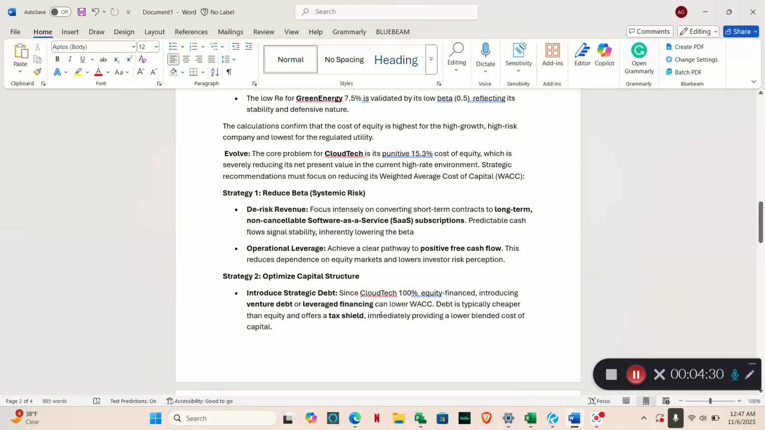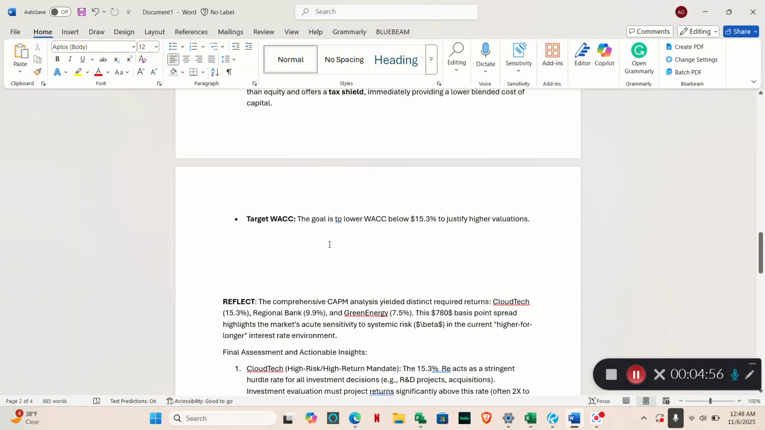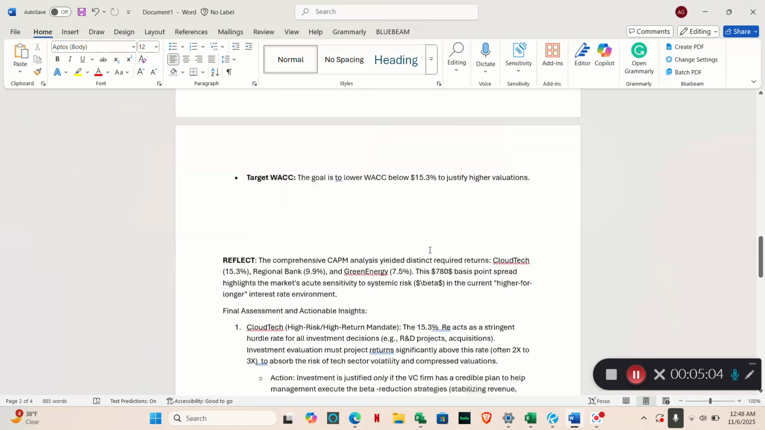For strategy 2, we introduce strategic debt. Since CloudTech is about 100% equity financed, introducing venture debt or leveraged financing can lower the WACC. Debt is typically cheaper than equity and offers a tax shield, immediately providing a lower blended cost of capital. So targeting the WACC, of course, is another goal. The goal is to lower WACC below 15.3% to justify higher valuations.